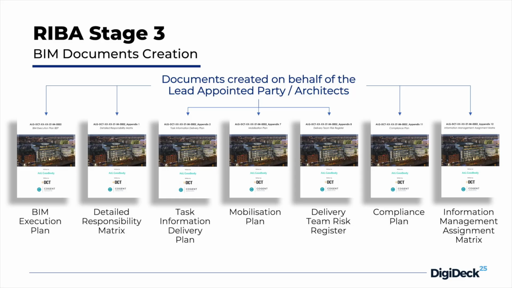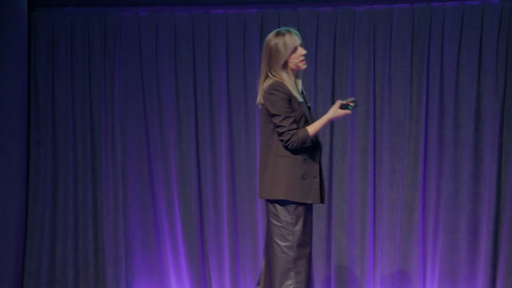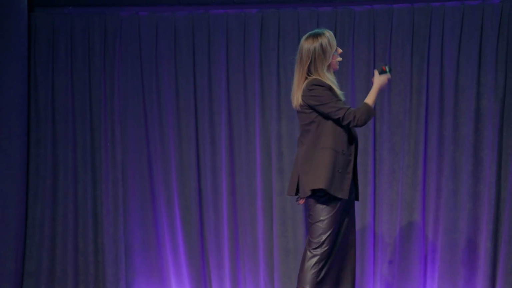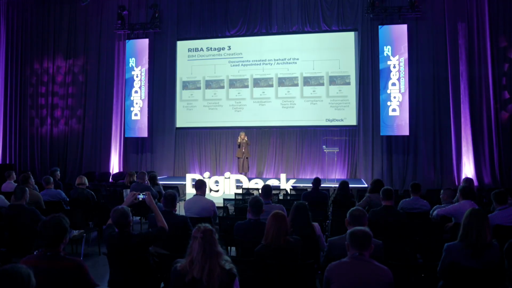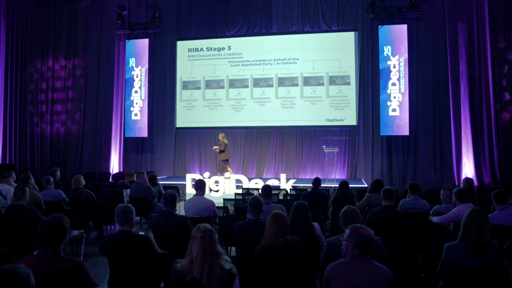In the detailed responsibility matrix, we are explaining what needs to be delivered. And then in the task information delivery plan, when something needs to be delivered. And of course, a couple of additional documents that are, again, supporting the process and explaining this in more detail, like the mobilization plan, risk register, compliance plan, and information management assignment matrix.